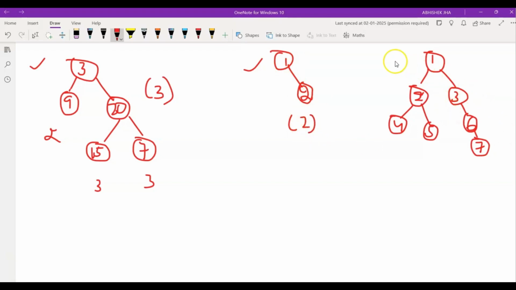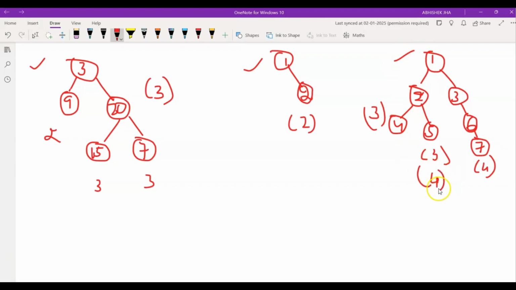Coming to this binary tree, we have three leaf nodes. The distance from 1 to 4 is 3, that is, we have three nodes from root to this particular leaf node. And we have three nodes from 1 to 5. And we have four nodes from 1 to 7. So the maximum depth of this given binary tree would be the maximum of these three values, that is 4. So the maximum depth of this given binary tree would be 4.